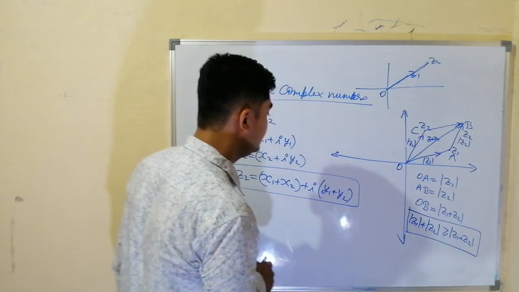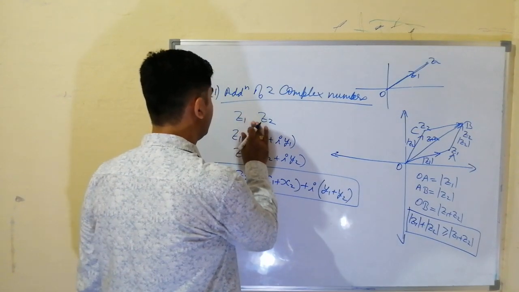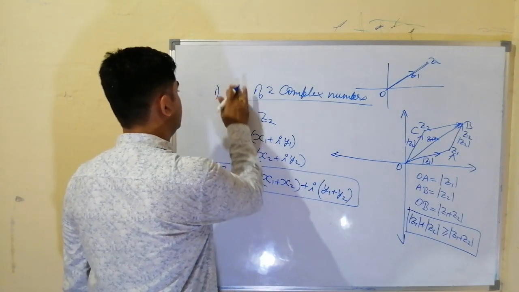Now we have to see subtraction of two complex numbers. Subtraction.